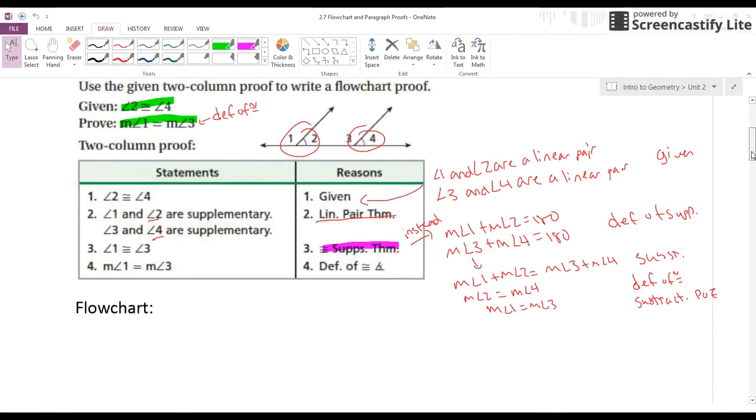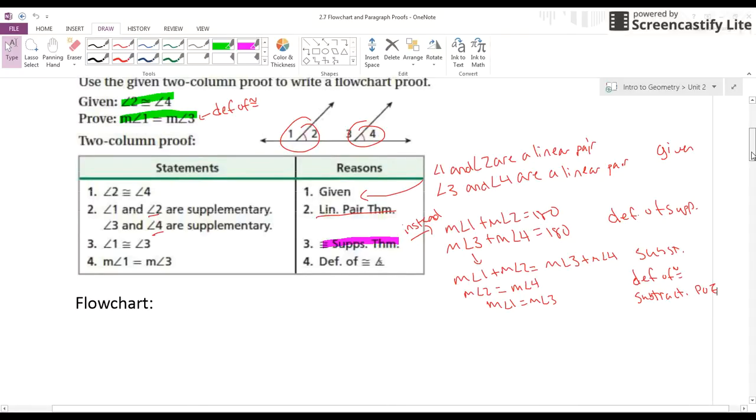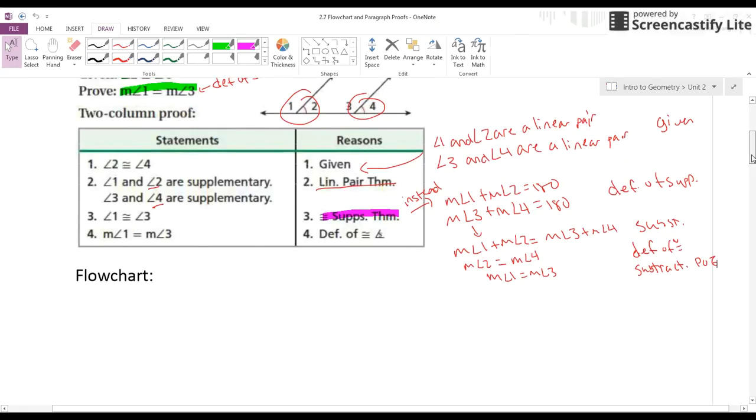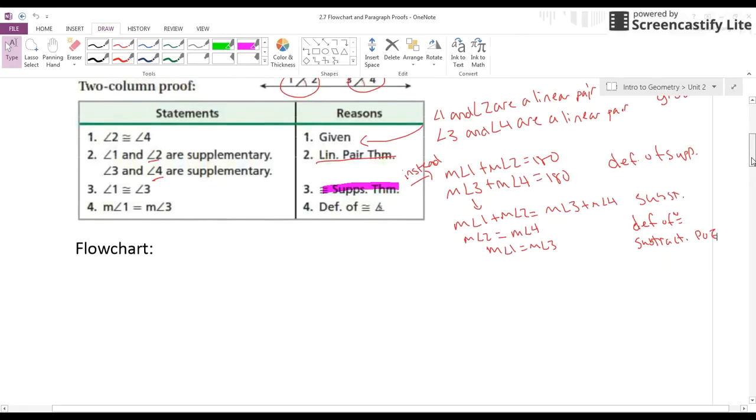If you only have 4 lines and it makes absolutely no sense, that's 0 credit. So please don't feel pressured. You don't have to use the smallest number of lines possible. Okay? So that being said, let's take a look at this flowchart proof.